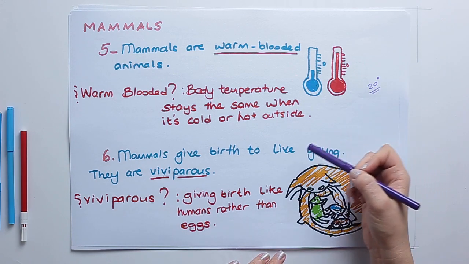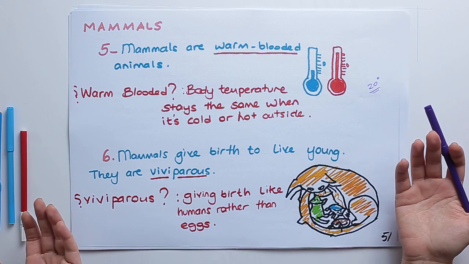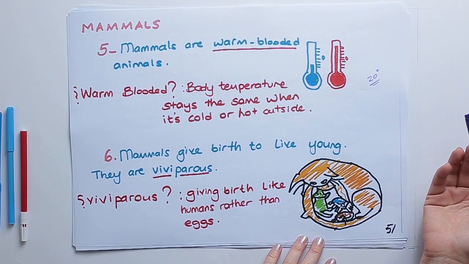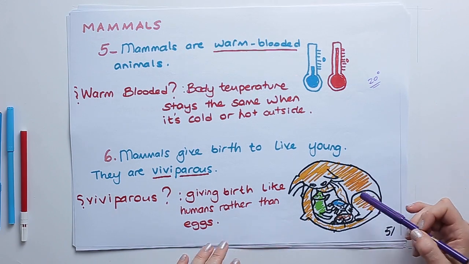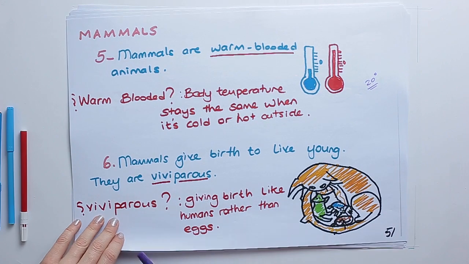Also, mammals give birth to live young. They are viviparous. What's a viviparous animal? A viviparous animal gives birth like humans rather than laying eggs. See, they have their kids growing up in their tummies.